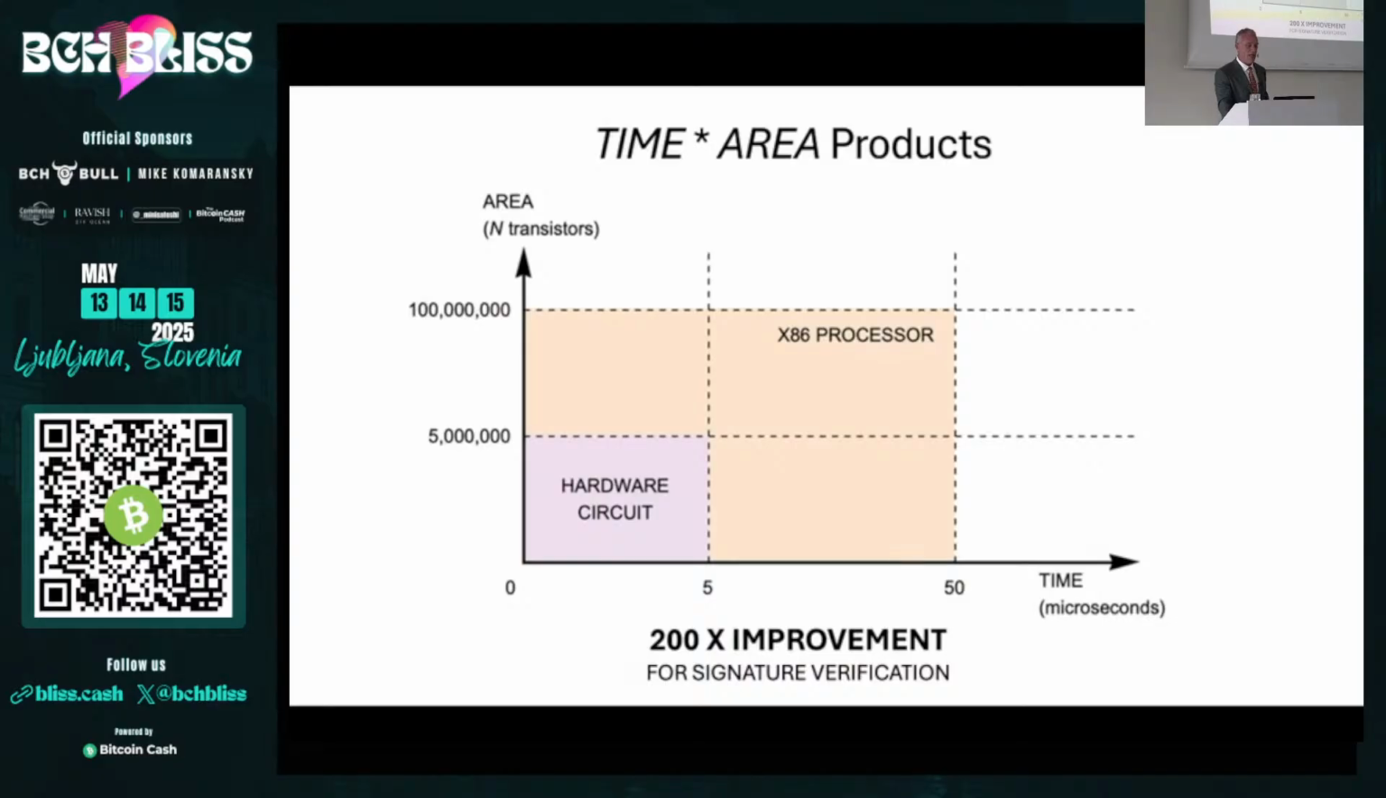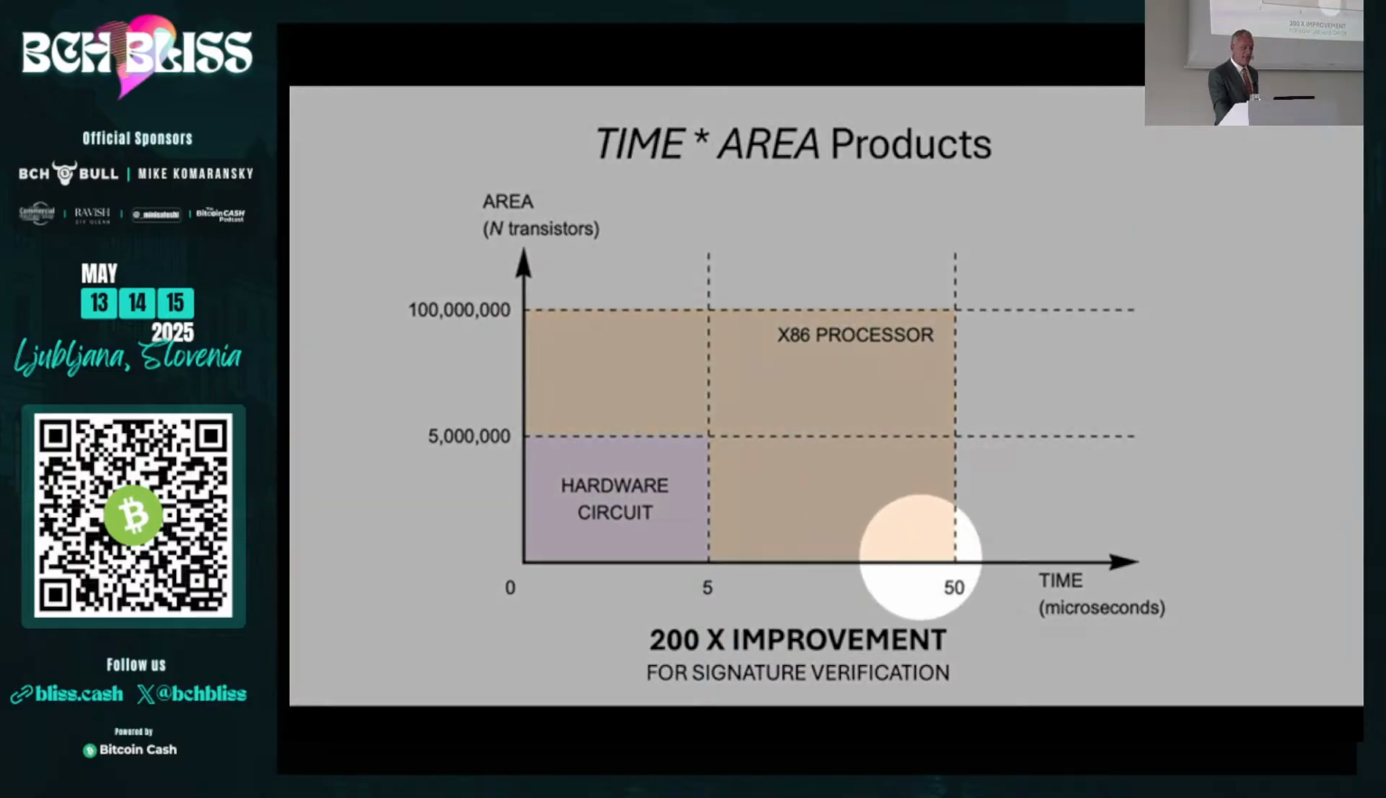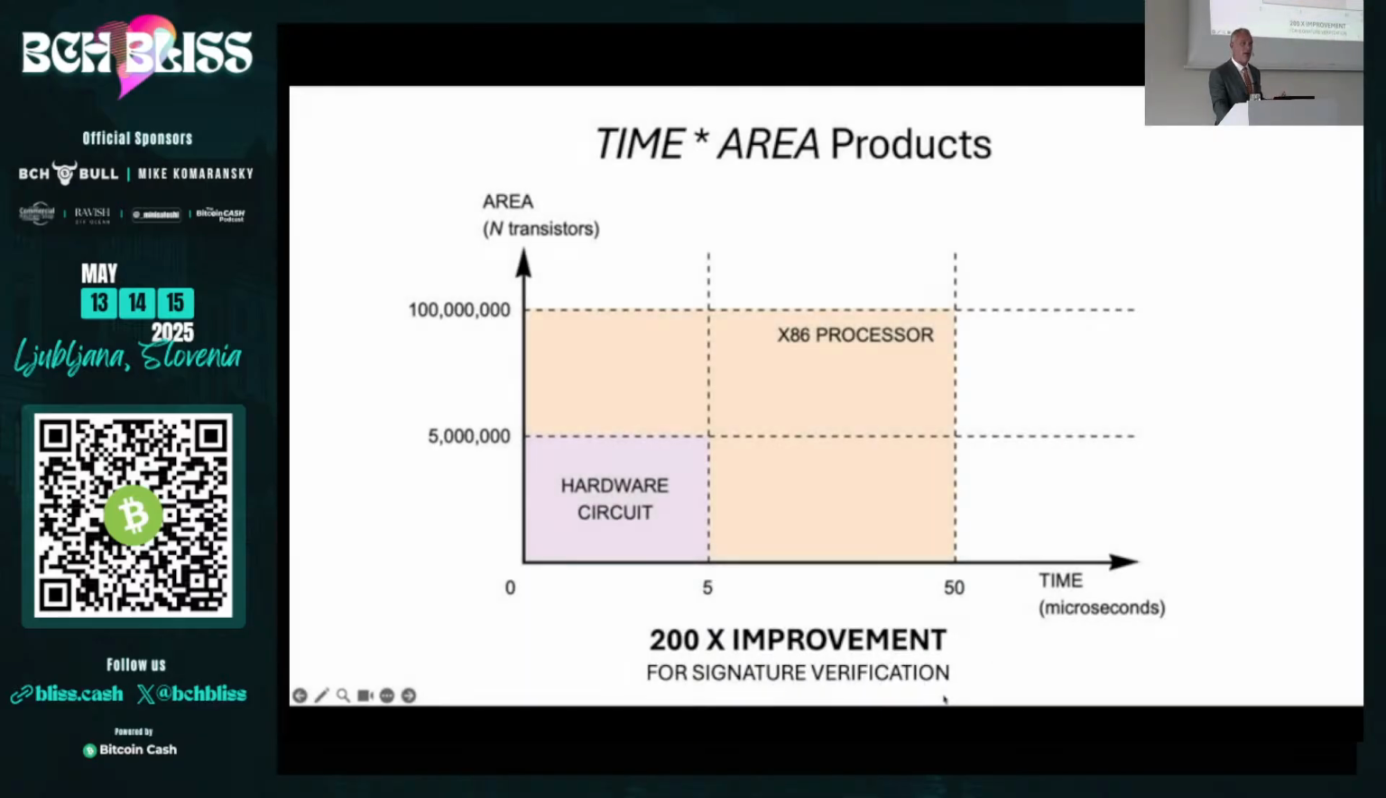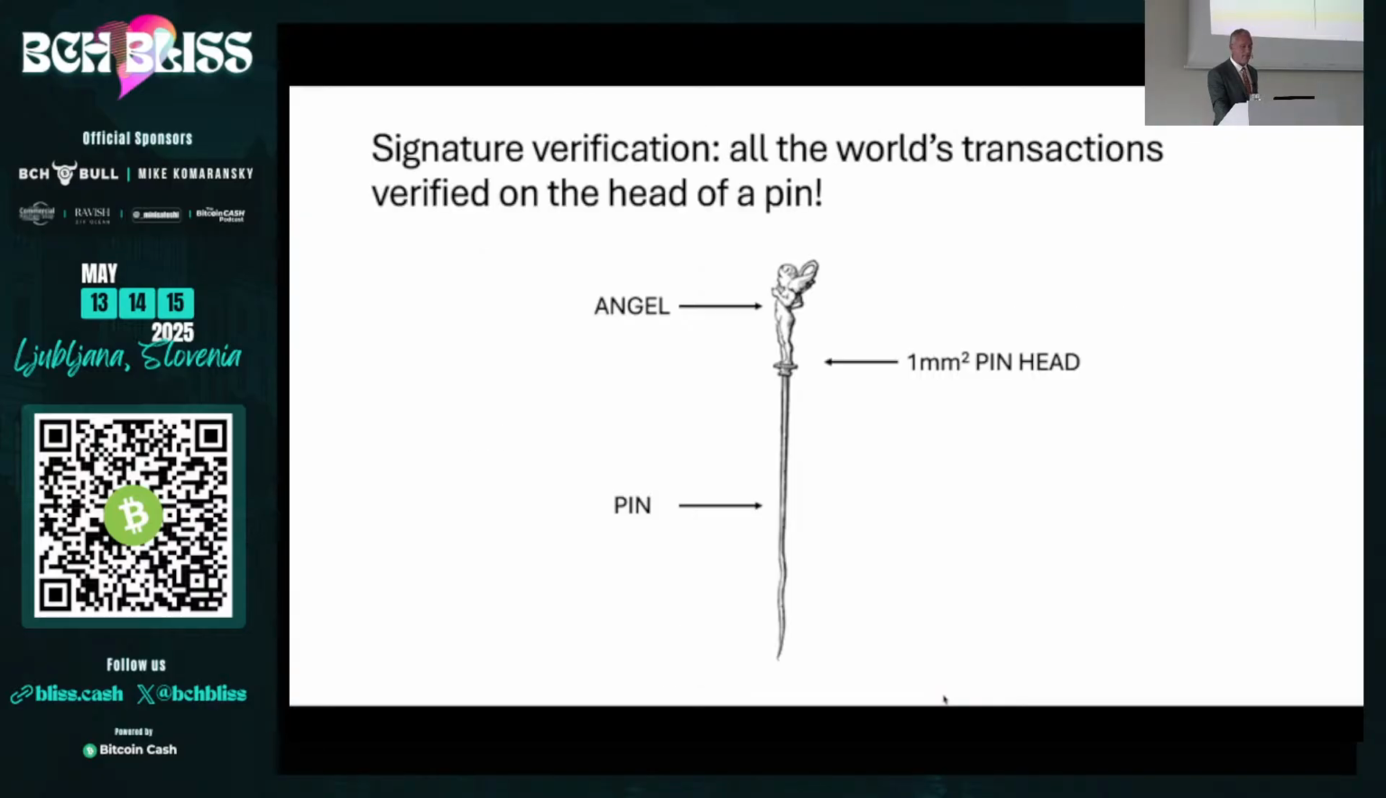So coming back to our time-area charts, for the x86 processor, it takes about 50 microseconds to do a sig check. Our solution takes 5 microseconds, so we're 10 times faster. And 5 million transistors instead of 100 million, 20 times smaller, for about a 200 times improvement. So not nearly as much as hashing, but still pretty impressive, as we'll see on the next slide.